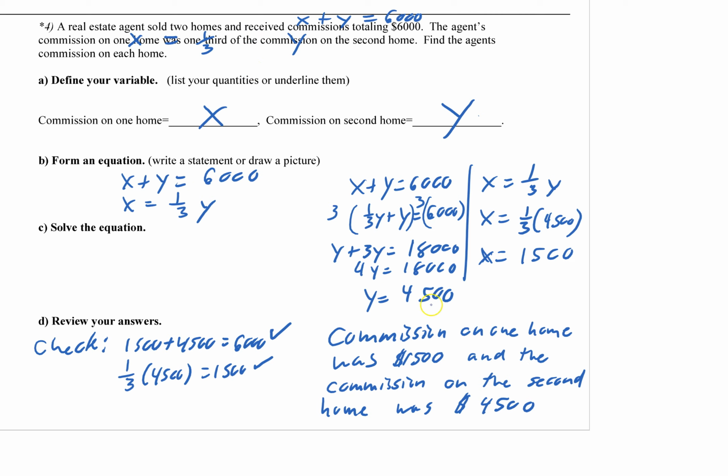And then solving, you would get 4,500 for y and 1,500 for x, giving us a commission on one home of 1,500, and the second was 4,500. And it does have to be second home because that's how it's put into the problem. And then we check it. We get 6,000 for a total commission, and one is 1/3 the other.